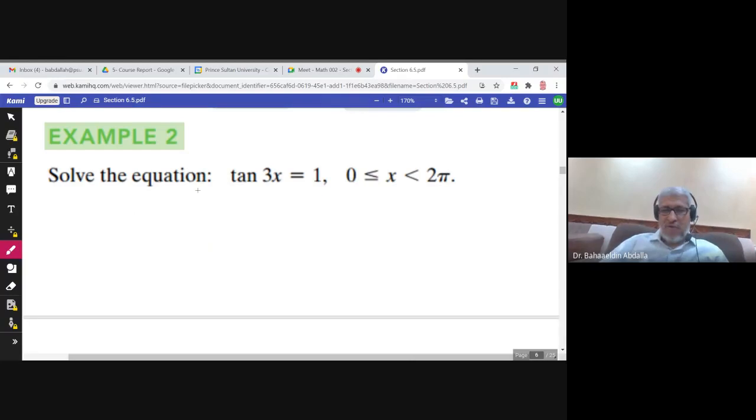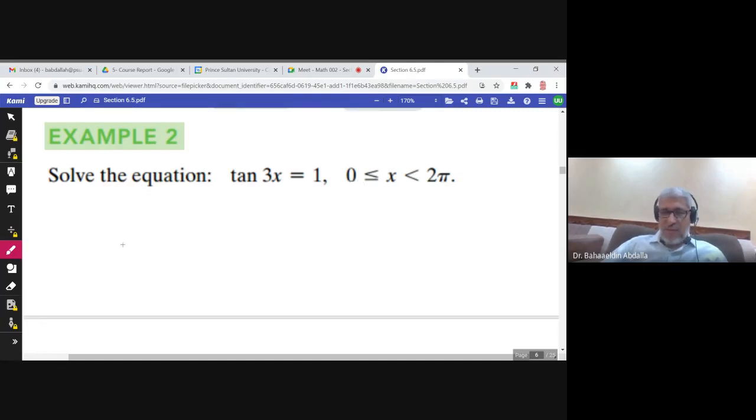First example, solve this equation. Tan 3x equals 1. X is between 0 and 2 pi. First thing you need to do here is to find the range. Notice that here he says 0 to 2 pi. So he needs only the solutions of this equation, if it is tan x, in the first revolution. But this is for x. What about 3x? So the first thing is to multiply this inequality by 3.